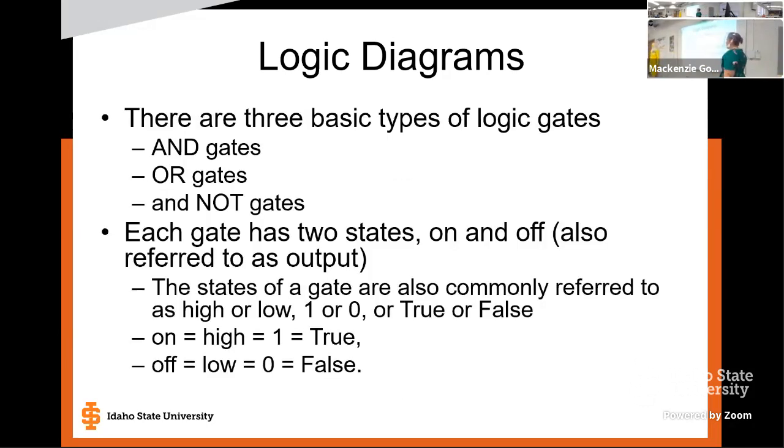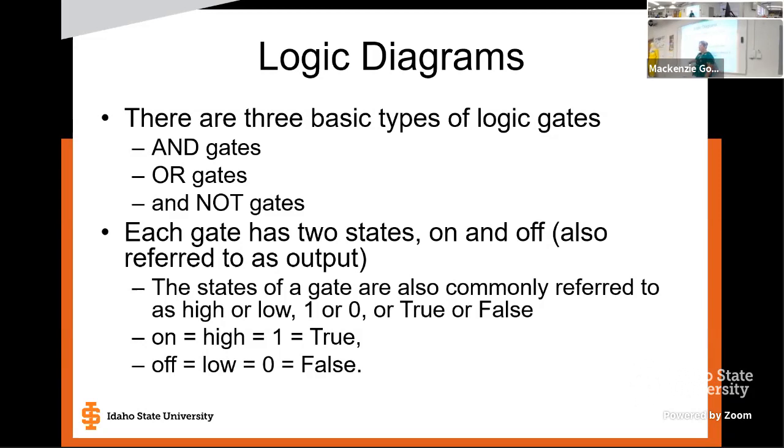So there's three basic types. Have you guys all learned about and, or, and not gates? Okay, so this is review. We'll go pretty fast. They have two states, on and off. This can be referred to as the output, right? Output would be an on, output would be an off signal, okay? You can also say your output is high or low, 1 or 0, true or false. On is the same as high, is the same as a 1, is the same as true. So if you see these symbols in a logic gate, they all mean the same thing.